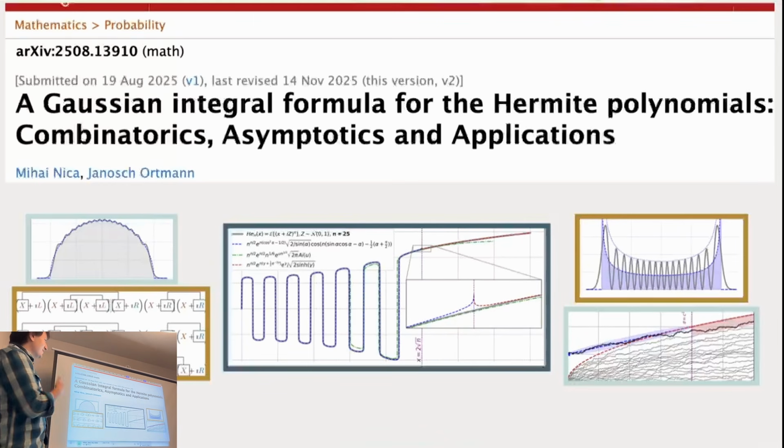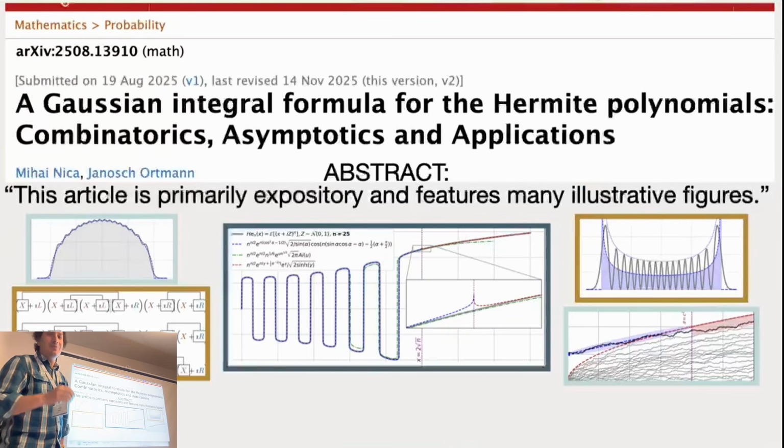What is this paper? So it's called a Gaussian integral formula for the Hermite polynomials, Combinatorics, Asymptotics, and applications, and I'll give you a quote from the abstract. This article is primarily expository and features many illustrative figures. Here are some of the figures.